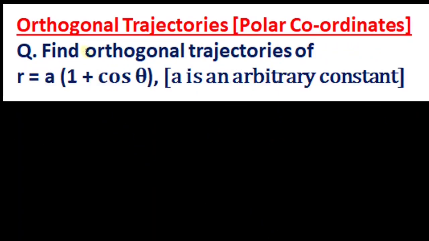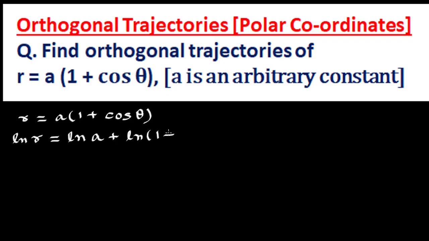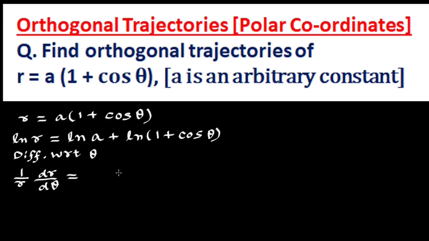In this example, we have to find orthogonal trajectories of a family of curves in the polar form r equals a into 1 plus cos theta, where a is an arbitrary constant. As usual, we will start by finding the derivative of the given polar equation r equals a into 1 plus cos theta, taking logs on both sides. Ln r equals ln a plus ln 1 plus cos theta. Now we will differentiate with respect to theta. 1 by r dr by d theta equals 0 plus 1 upon 1 plus cos theta into minus sin theta.